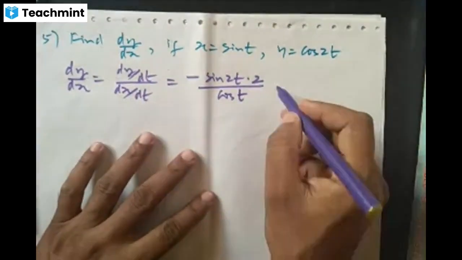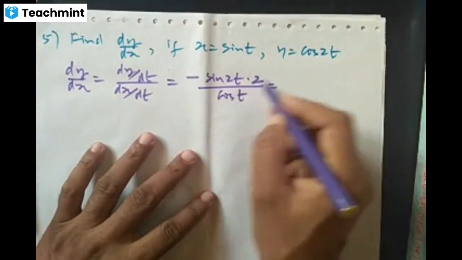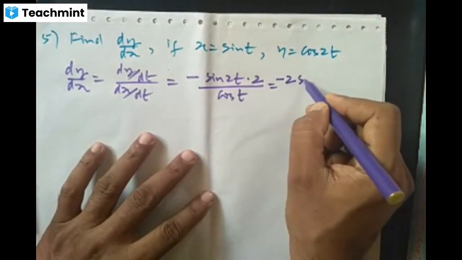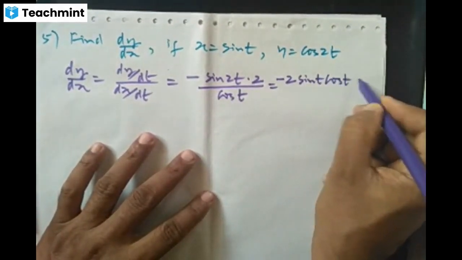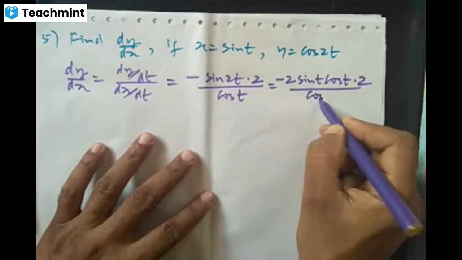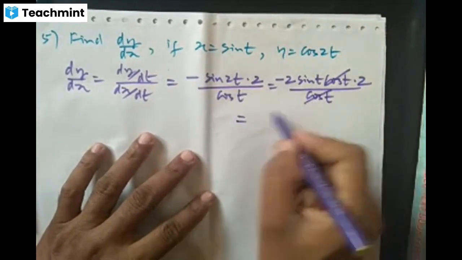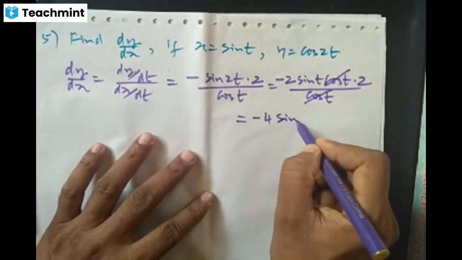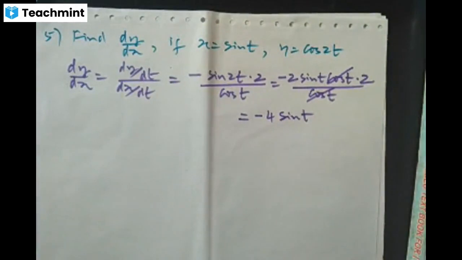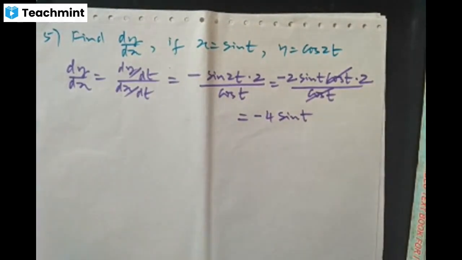Further, you can simplify this using double angle formula. Sin 2t is 2 sin t into cos t, divided by cos t, right? So I can cancel cos t and cos t. So we get minus 2 into 2, minus 4 sin t as dy by dx, correct? Minus 4 sin t is the dy by dx. Next, we shall move on to problem number 6.